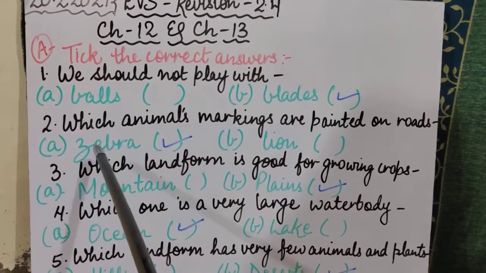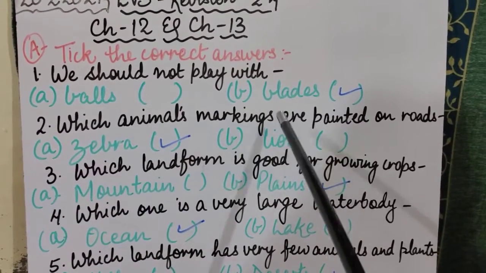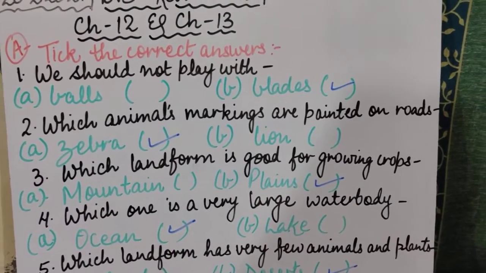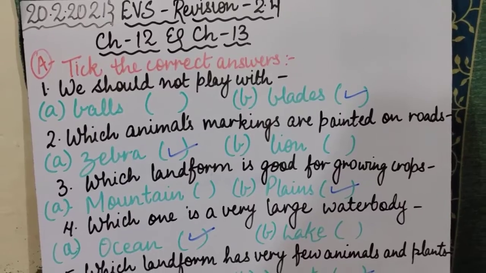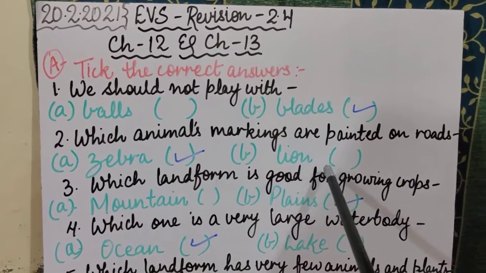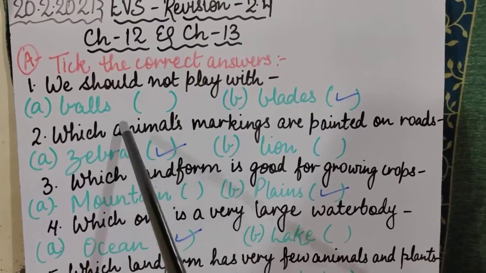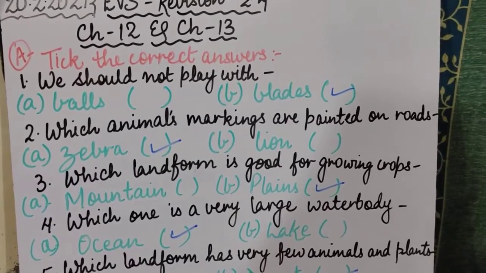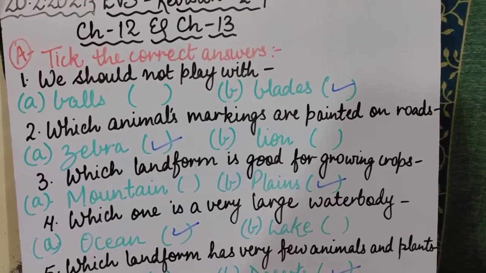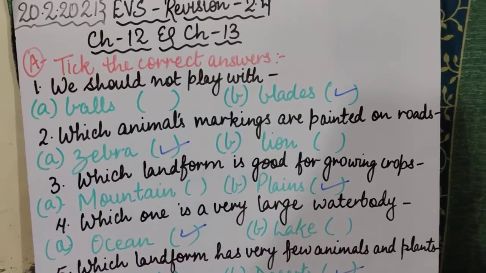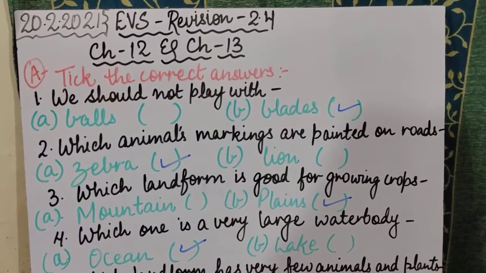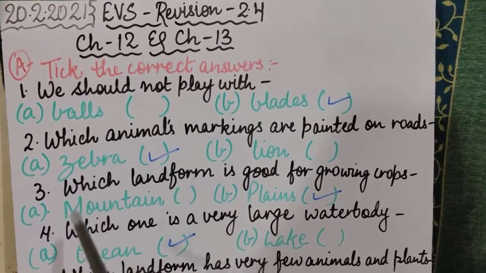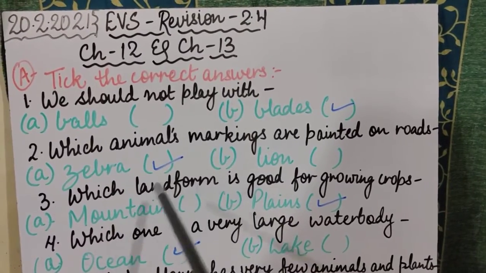Now coming to the second question, which animal's markings are painted on roads? कौन से animal की markings रोड पे पेंट की जाती है जिसको हम बोलते हैं कि we should cross the road from that crossing? Is it a zebra or is it a lion? Absolutely correct. The answer is zebra, and you will put a tick in front of zebra. That is why it is said that we should always cross the road from the zebra crossing. Why? Because on the roads you must have seen black and white stripes painted, which are the markings of the zebra, the animal with black and white lines.